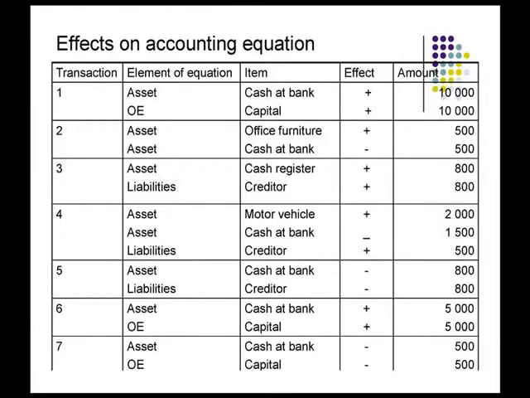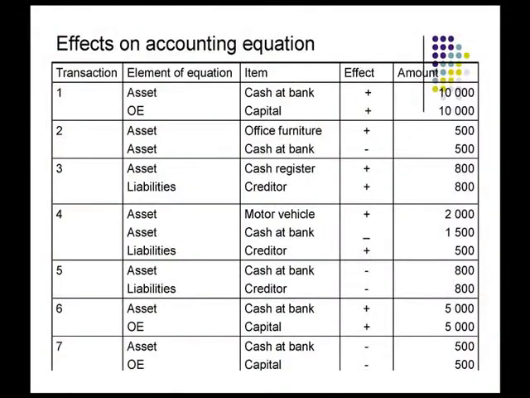The next one is the purchase of cash register but on credit. When you purchased an asset on credit, what will happen? Asset will increase and at the same time liabilities also increase. Cash register is an asset. Creditor here, the Paradise Limited, a liability. So then liability increased by 800, asset increased by 800.